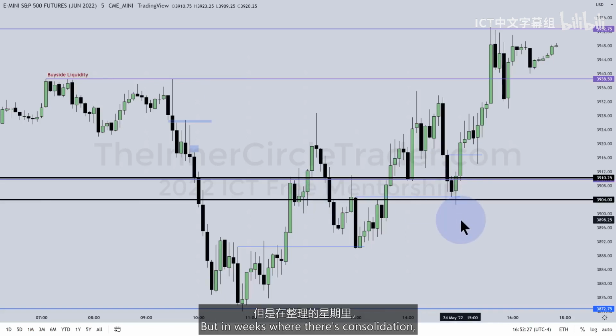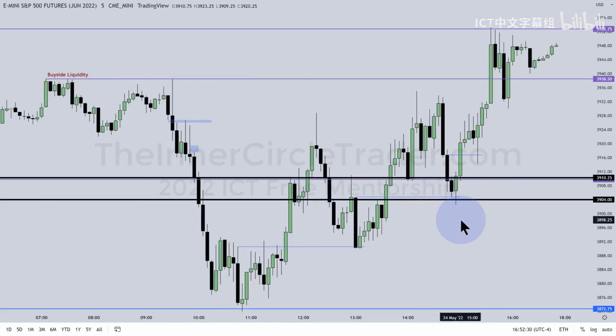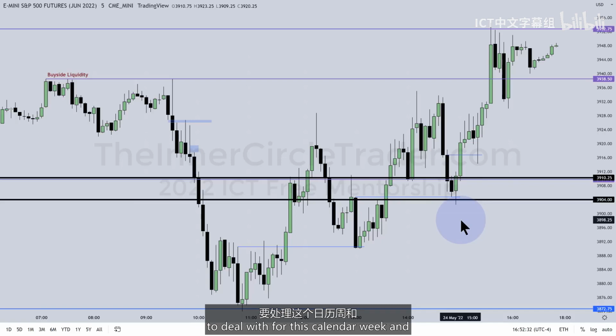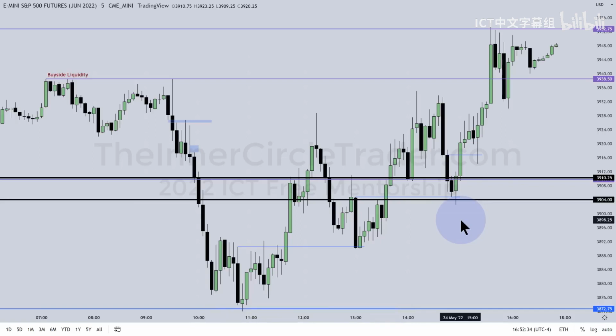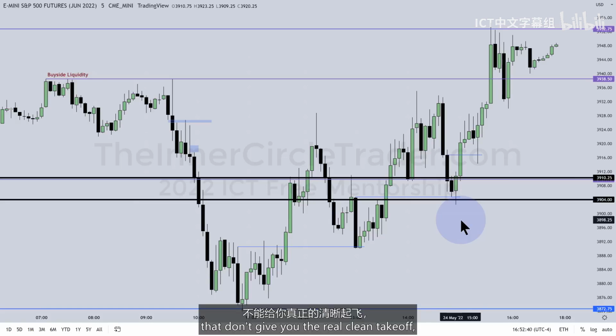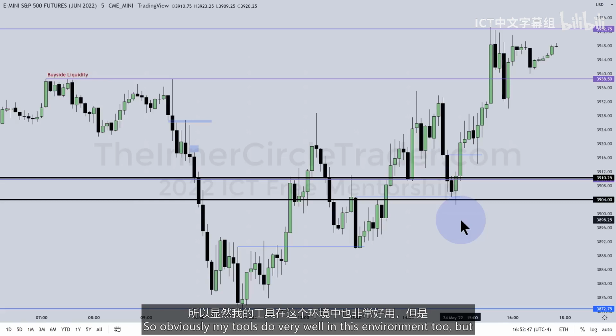But in weeks where there's consolidation, like FOMC, we had that to deal with for this calendar week, those types of events create these choppy range-bound markets that don't give you the real clean takeoff one-way directional move. You have to know how to trade in these environments. Okay, so obviously my tools do very well in this environment too.